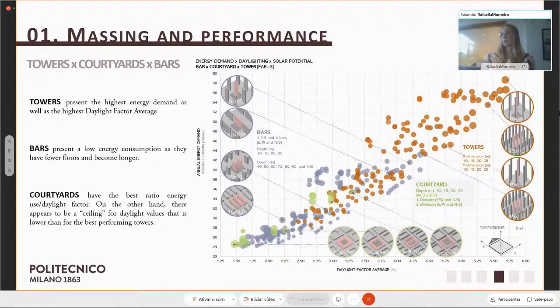The bars present a low energy consumption as they have fewer floors and become longer, and the courtyards seem to have the best ratio of energy use over daylight factor. But on the other hand, there appears to be a ceiling on the daylight when you compare to the other 2 typologies.